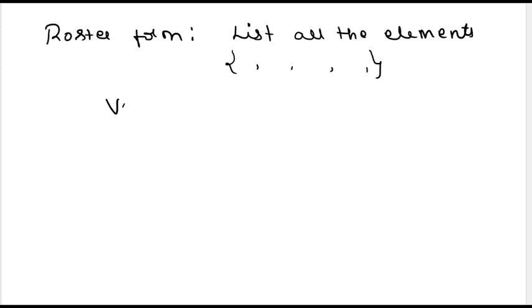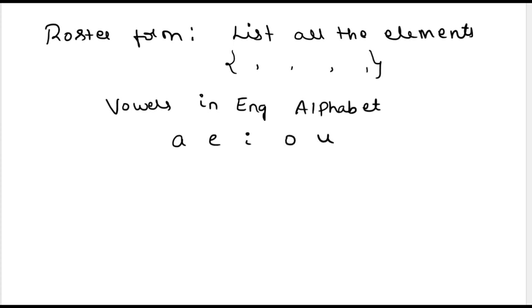For example, vowels in the English alphabet. First list all the elements. What are the vowels in the English alphabet? A, E, I, O, U. All the elements are separated by commas and enclosed within the bracket. We call this roster form.